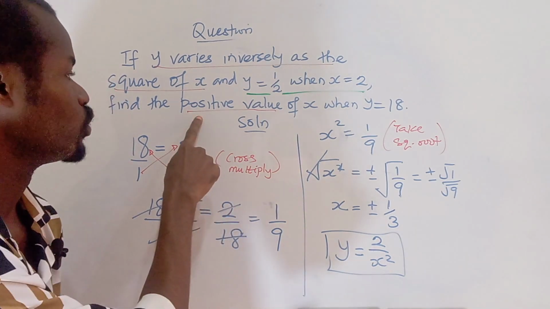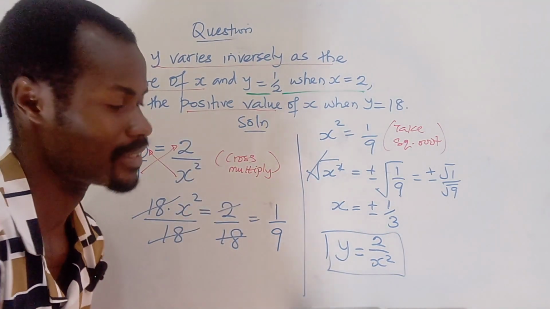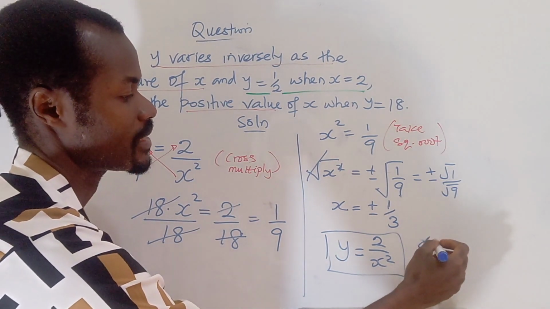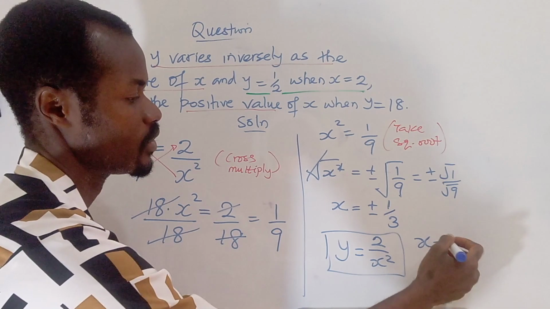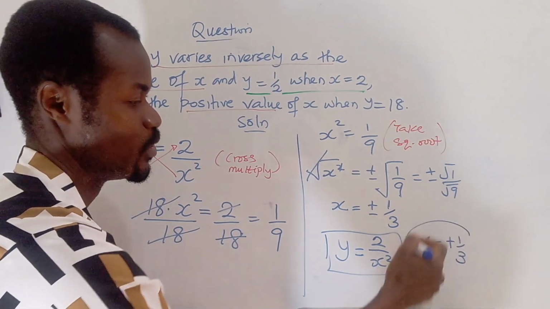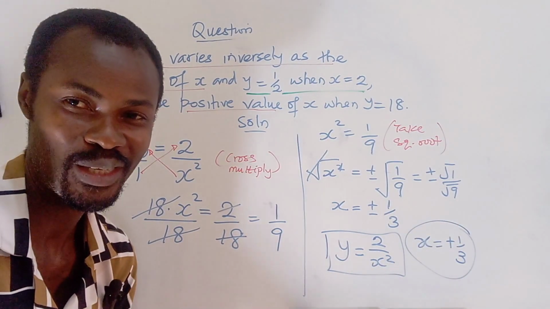But the question says we should find the positive value of x. So the positive value of x in this problem is plus 1 over 3. So that gives us the simple solution.